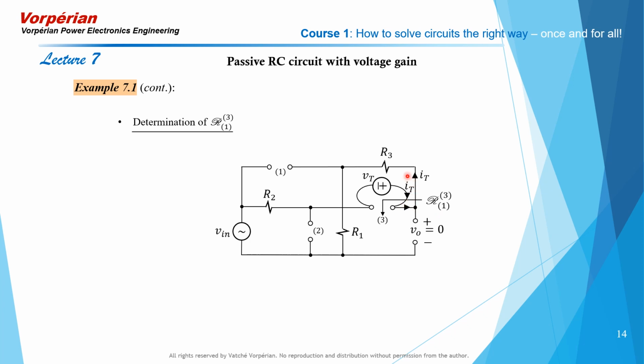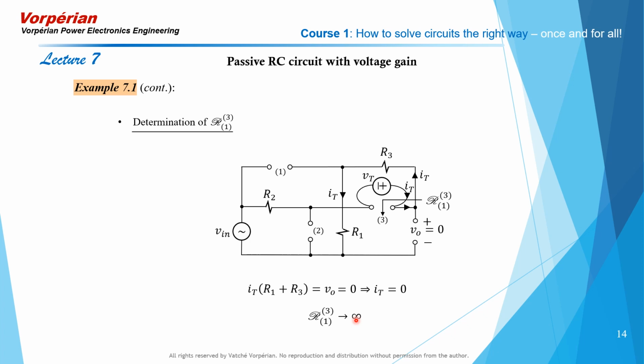IT first flows through R3 and creates a voltage drop across it. Then it flows entirely through R1, creating another voltage drop across R1. The sum of the voltage drops across R3 and R1 equals V0, which has been nulled. So IT times R1 plus R3 equals V0, which has gone to 0. And the only way that can happen is for IT to have been nulled, which consequently means that script R31, given by Vt over IT, is infinite.